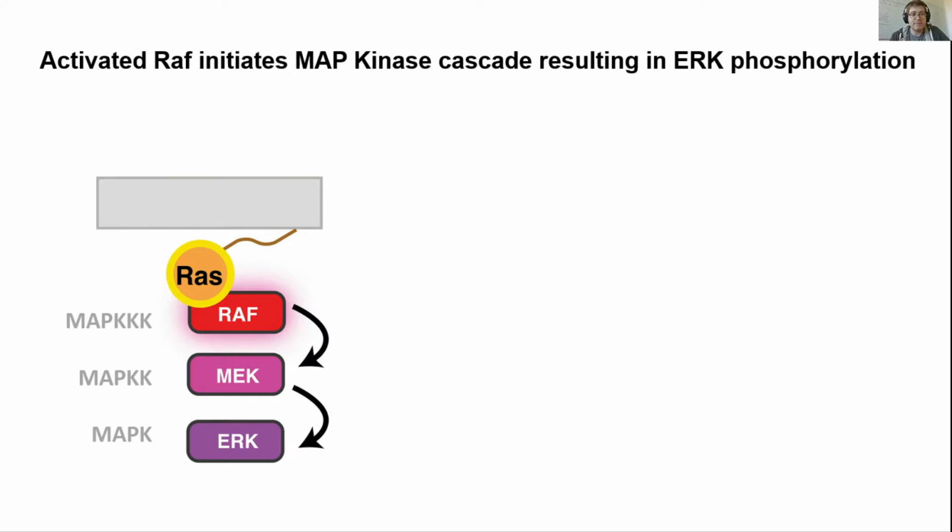So once you've activated RAF kinase, you're going to trigger a MAP kinase signaling cascade that's going to culminate in the activation of ERK kinase. So RAF is what's called a MAP kinase, and MAP kinases phosphorylate MAP kinases, which can phosphorylate MAP kinases. And so activated RAF will phosphorylate a MAP kinase called MEK, which will phosphorylate a MAP kinase called ERK. And if you're wondering why would you do this?